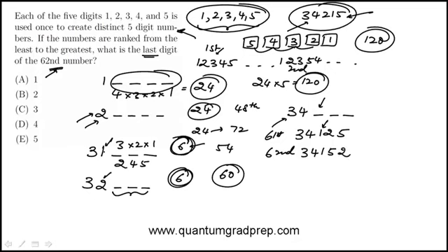The question was, what is the last digit of the 62nd number? This is the 62nd number. Last digit is 2. Answer choice B.